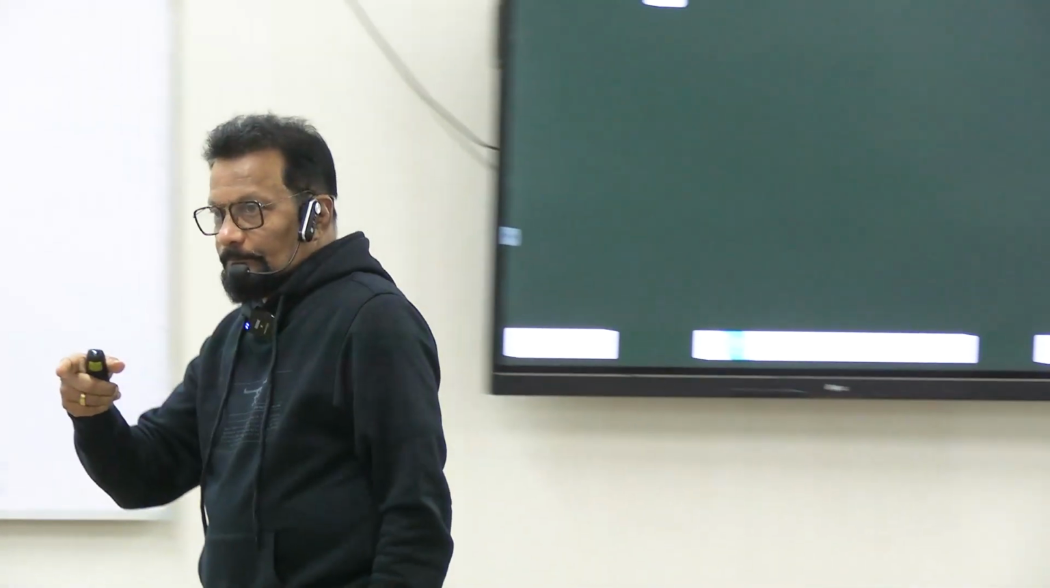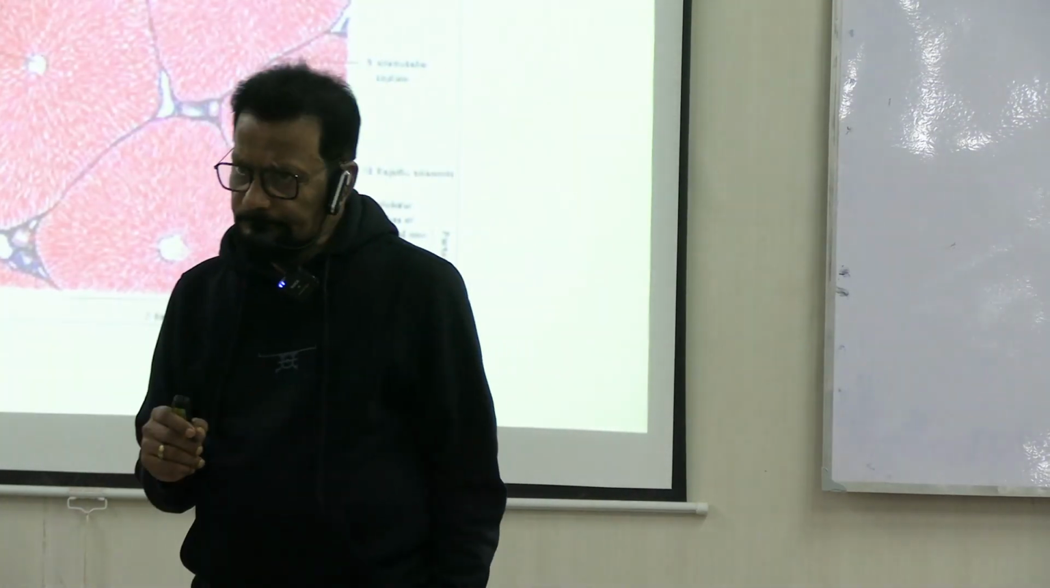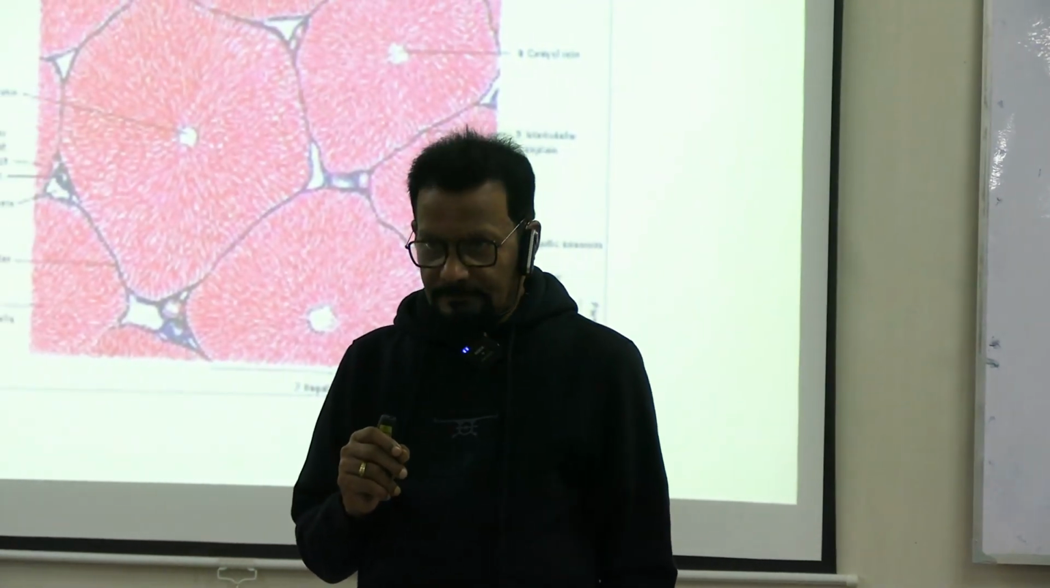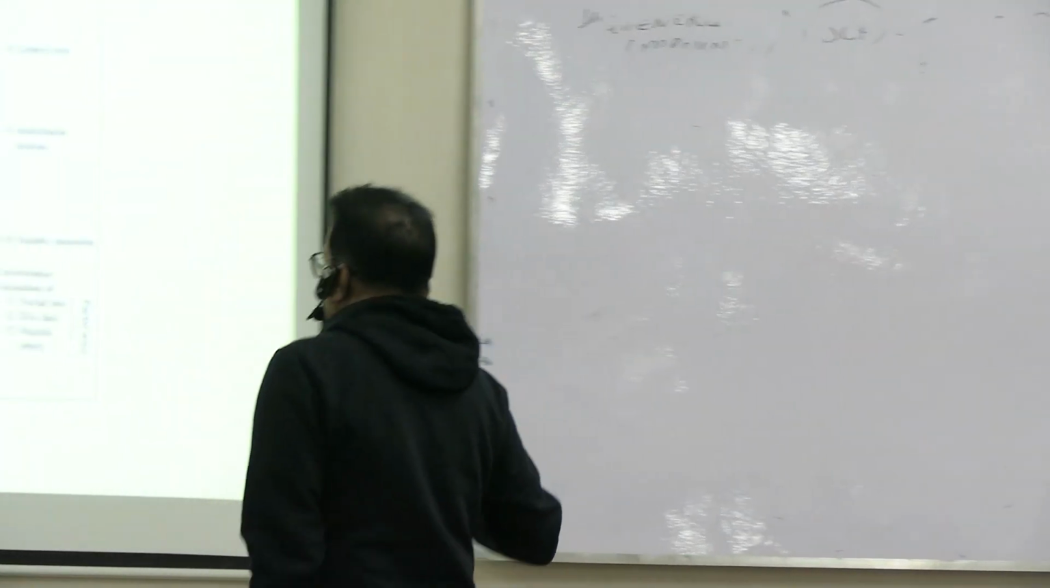So what you will get at the triads? The three: one artery, a vein, and a section of bile duct. Right. Okay. Now see, what is this?